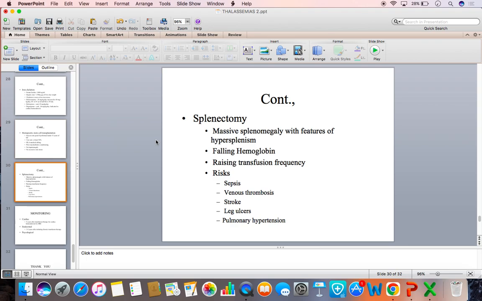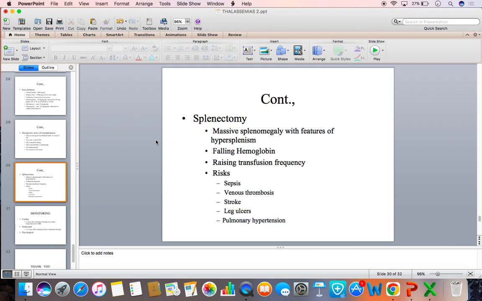Splenectomy is done in children with massive splenomegaly with episodes of hypersplenism. And the other indication is falling hemoglobin and rising transfusion frequency. Okay, these are the indications. There is massive splenomegaly with episodes of hypersplenism, falling hemoglobin content, and there is rising frequency of blood transfusions. Okay? These are the indications for splenectomy.